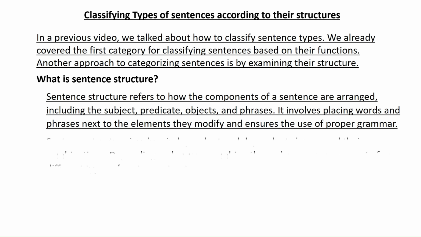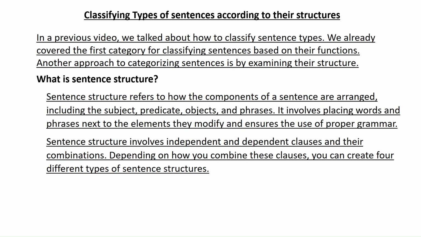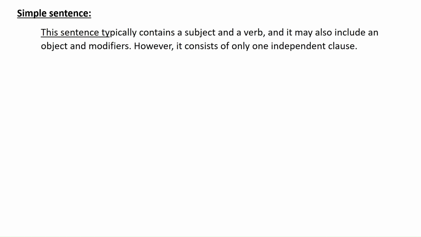And we can refer also, when talking about sentence structure, to the combination of dependent and independent clauses. According to these combinations, we can create four different types of sentence structures. Number one, simple sentences. This type of sentences contains a subject and a verb, and maybe it includes objects and modifiers as well. However, it consists of only one independent clause.